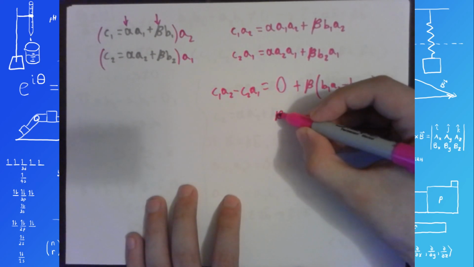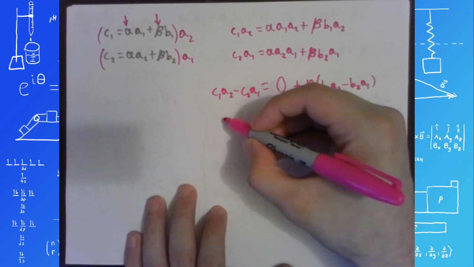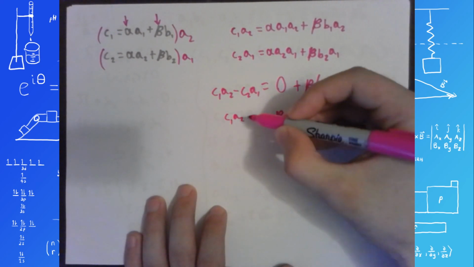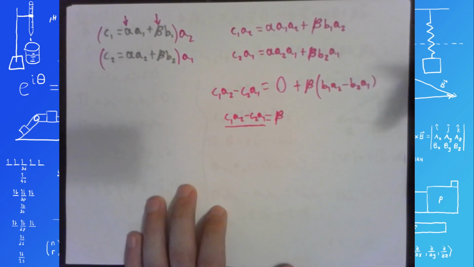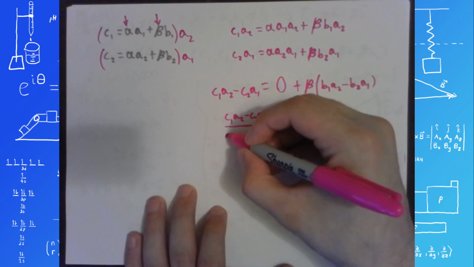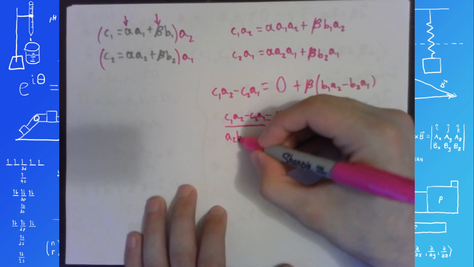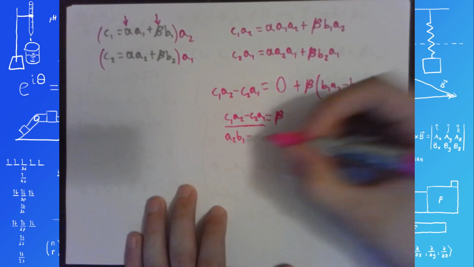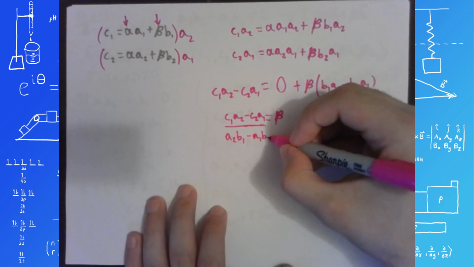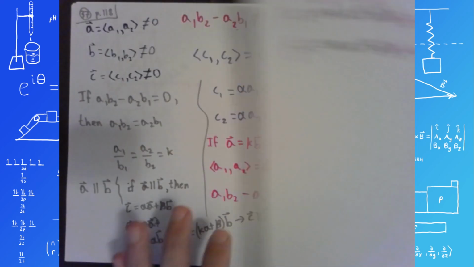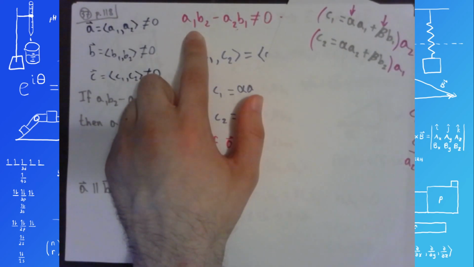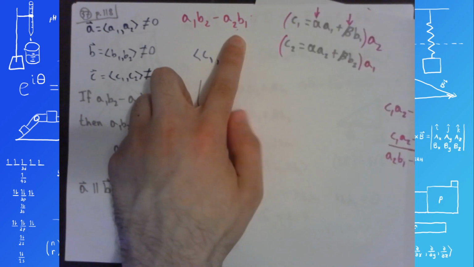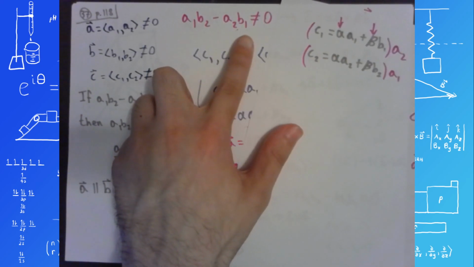So I get beta equals C1A2 minus C2A1 over, I guess I'll write it as A2B1 minus A1B2. And the reason I want to write it like that is because I think that's how it was written over here. So A2B1 minus A1B2 does not equal 0.